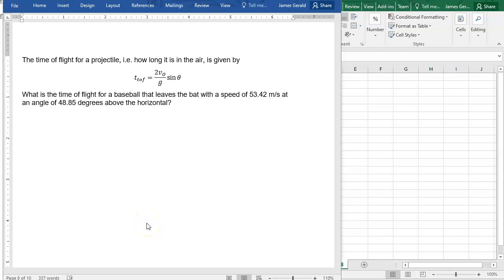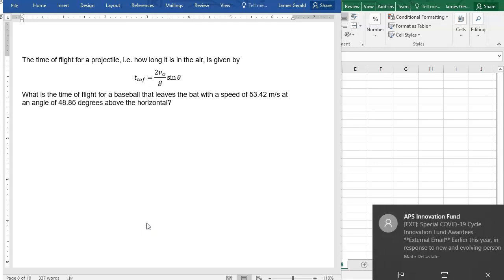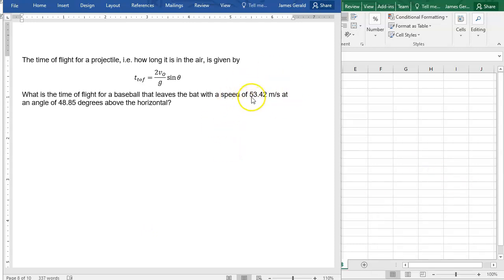Here we're given a new equation that would actually be pretty easy to derive if you want to do that at some point. But it gives us the time of flight for an object in the air. And that depends on the initial velocity, acceleration of gravity, and the angle it launches at, right? So here we have a baseball that leaves the bat at a particular speed. And we have the velocity, we have the angle in degrees, we know g, and so we're just trying to calculate this real quick.